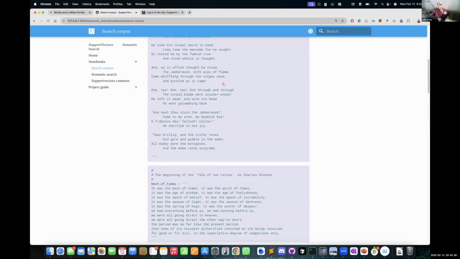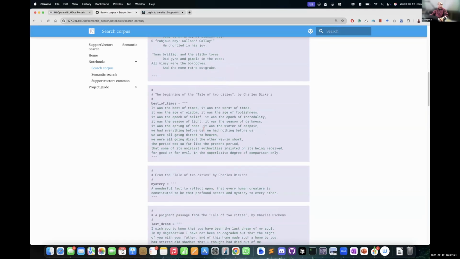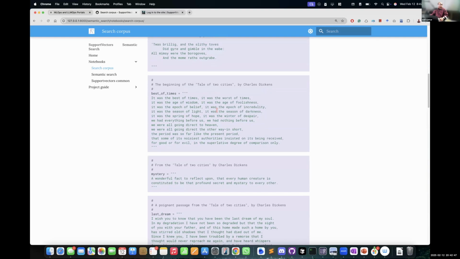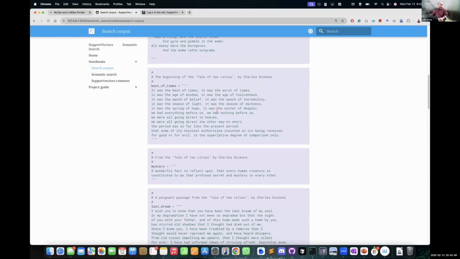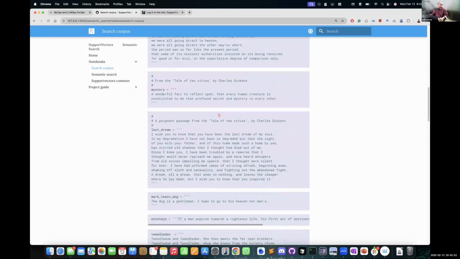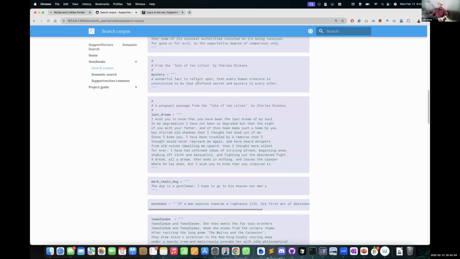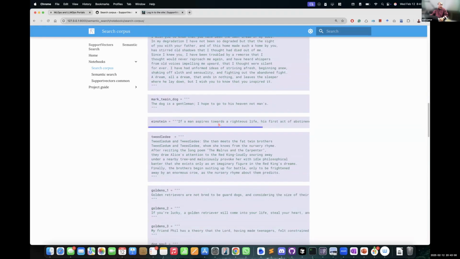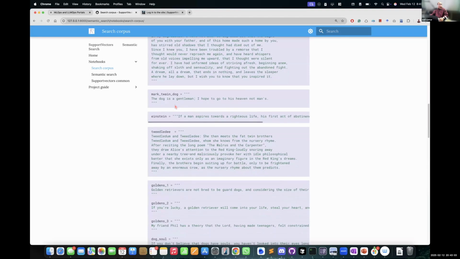Right? So interesting. Then I have another quote from Charles Dickens, Tale of Two Cities, which is, it was the best of times, it was the worst of times. A very popular passage from Dickens. That's how his book opens. And another passage from Dickens, and another passage from Dickens, which is towards the end. Then there's a passage from Mark Twain about dogs, where he says a dog is a gentleman, and I hope to go to his heaven, not man's.